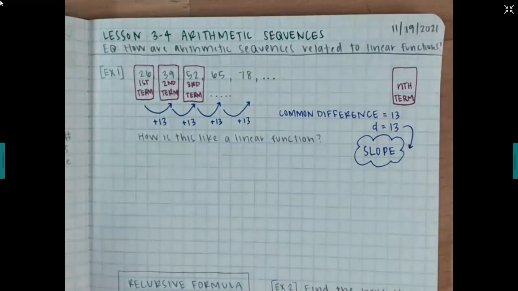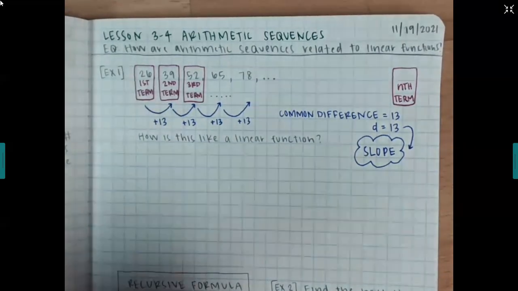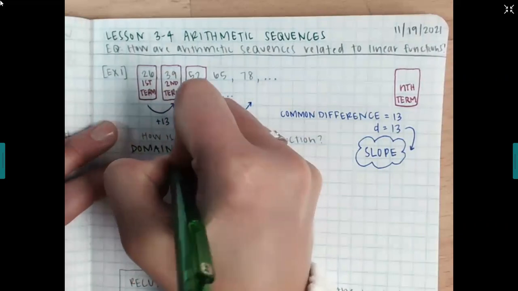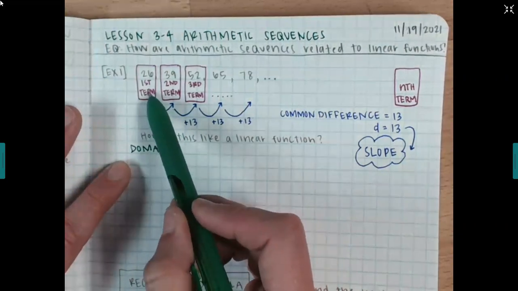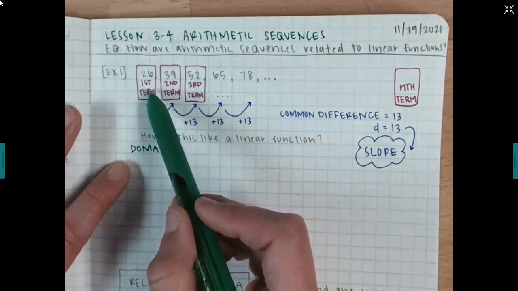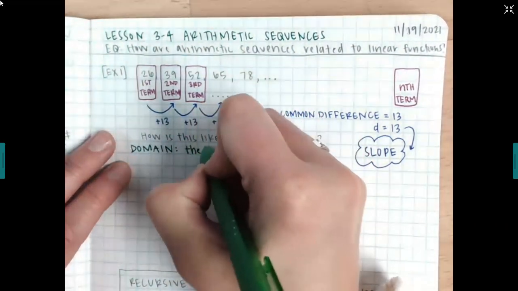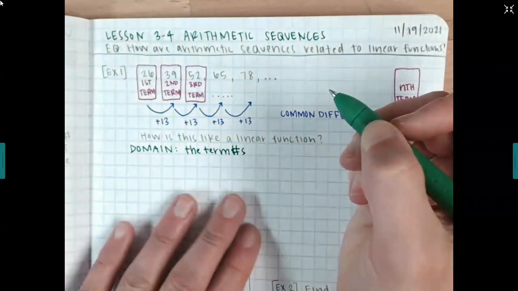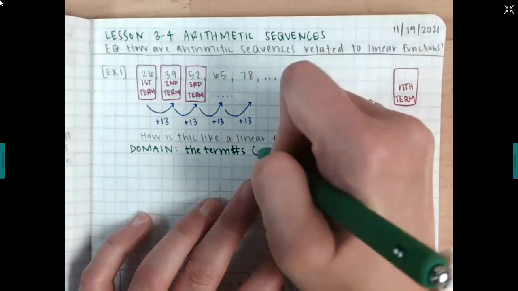We also can talk about the domain of this arithmetic sequence and how that's related to a linear function. So I'm going to go ahead and write that in here also. Now, the domain in an arithmetic sequence is a little bit different. That is the term numbers. So if I said, what is the first term? That's the input. If I plug in 1, my output is that number 26. So the domain is the term numbers. And this is restricted to the natural numbers, 1, 2, 3, 4, 5, 6, and so on.